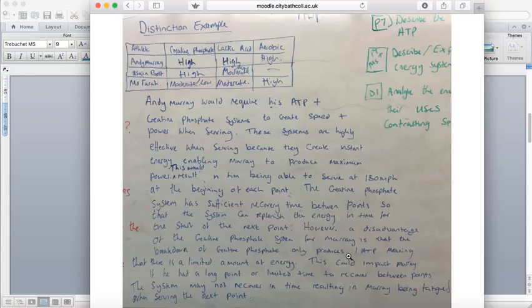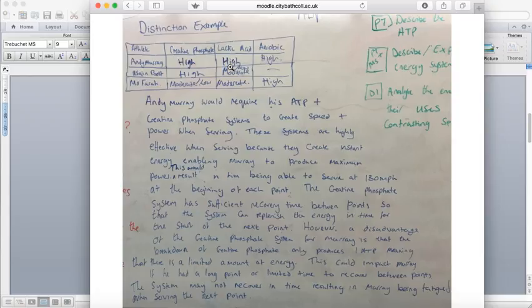This could impact Murray if he had a long point or limited time to recover between points, and that would result in his system not recovering fully, and the next point he might be fatigued when he makes his next serve. So there's a negative to it, in that his serve might not be the most powerful and could result in him losing the point.